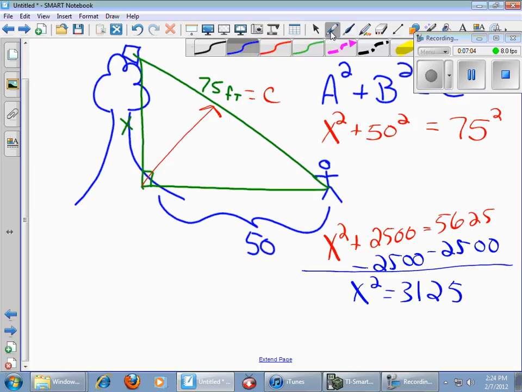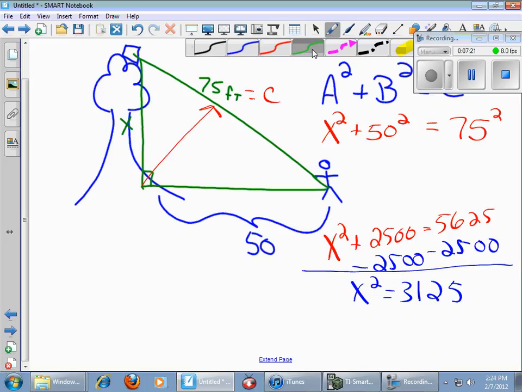In fact, if I thought I was done, my answer wouldn't make any sense. How the heck could the tree be 3,125 feet tall when I only let out 75 feet of string to get my kite stuck at the top of it? It just doesn't make sense.